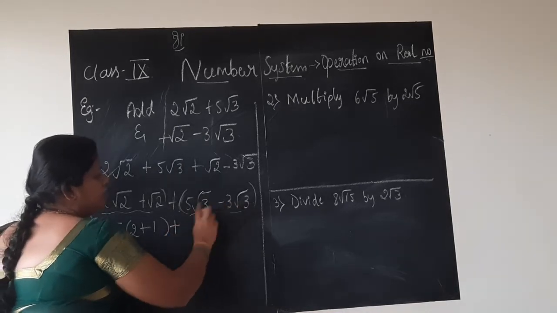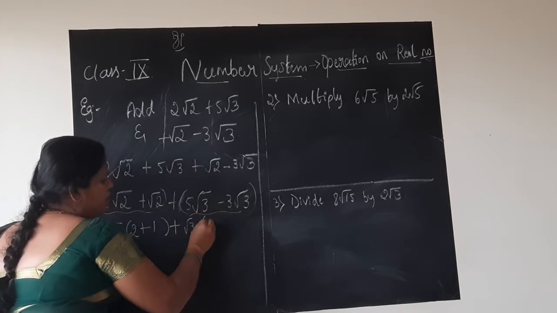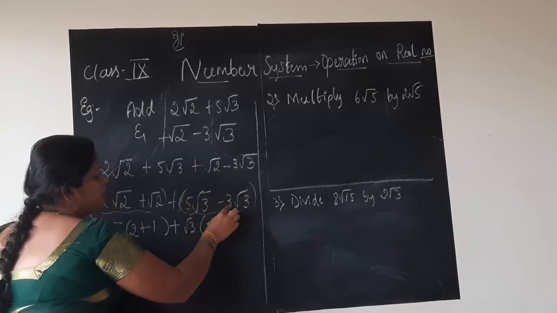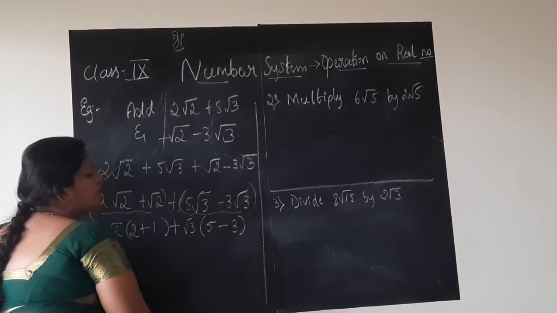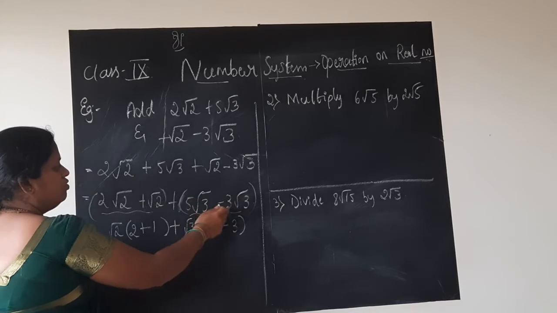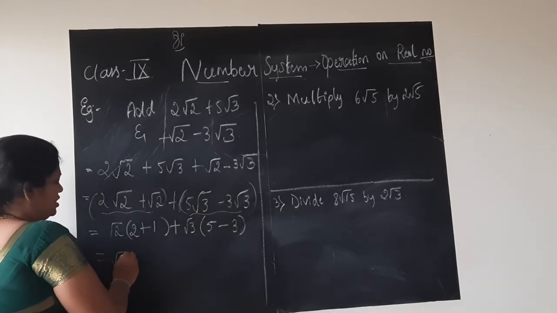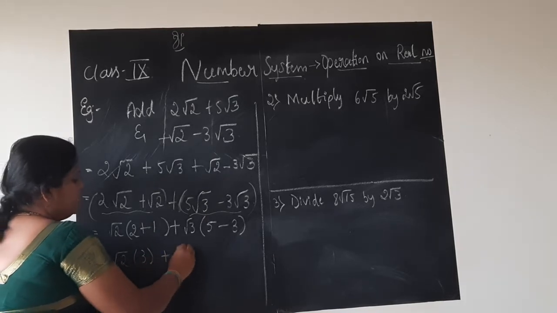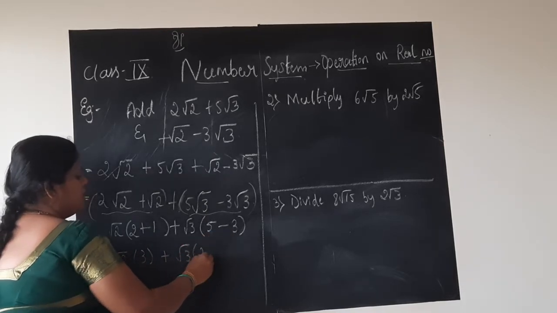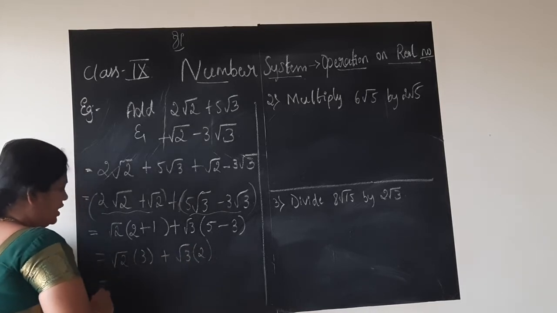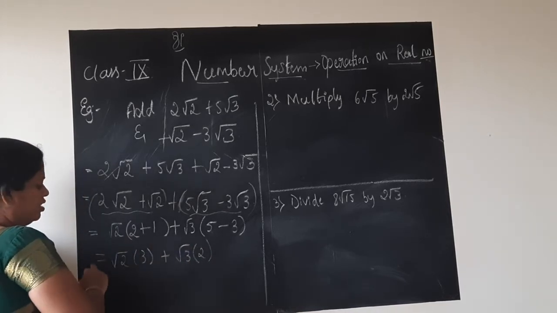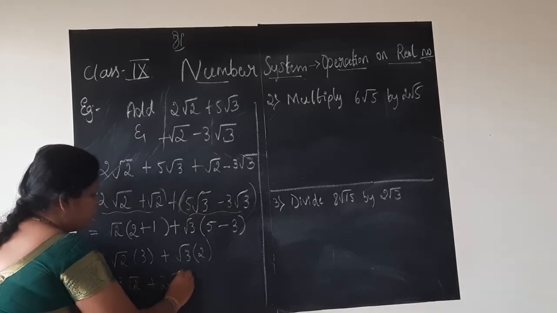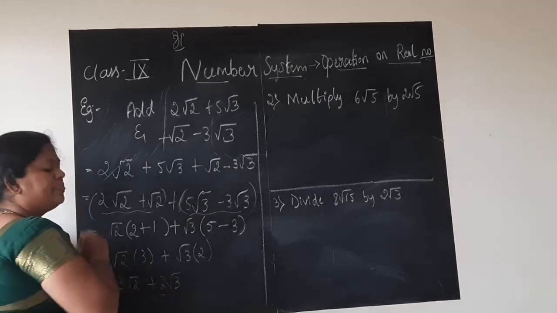Similarly, among these two terms, square root 3 is common. I will take it out as a common factor. I am left with 5, minus sign is there, and along with 3 root 3, 3 is there. So if I take out root 3, I am left with 5 minus 3. Next step: square root 2 into 2 plus 1 is 3. Again square root 3 into 5 minus 3 is 2. We have a habit of writing the number first, then the square root. So 3 root 2 plus 2 root 3 is the answer.